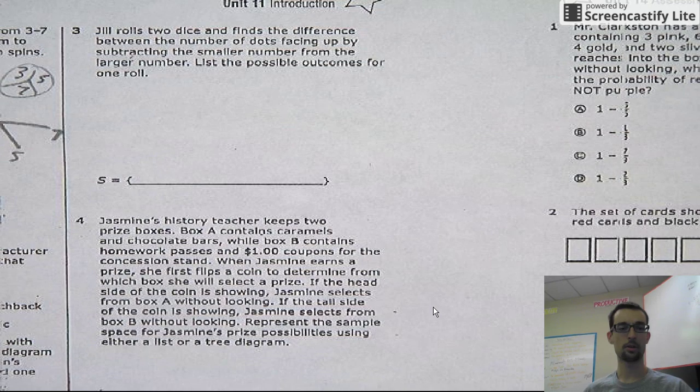Sweet. Okay, so number 3: Jill rolls 2 dice and finds the difference between the number of dots facing up by subtracting the smaller number from the larger number. List the possible outcomes for one roll. All right, Jill. Let's see here. We are going to roll 2 dice and subtract the 2 dice from one another.